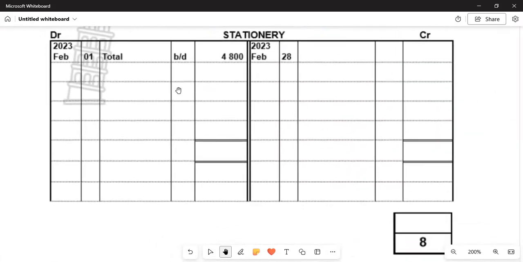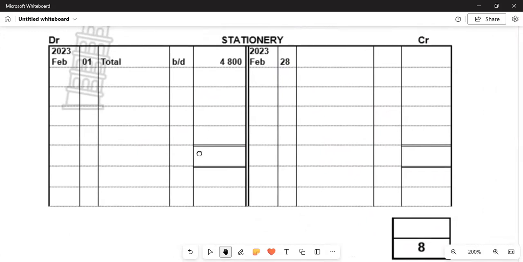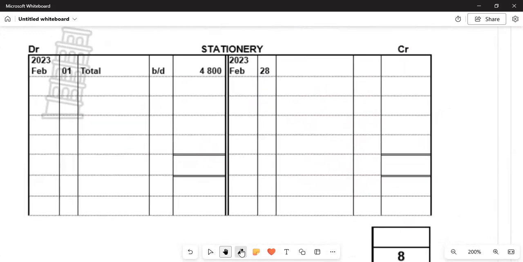Here is our stationery. So we first have to write what we are given. The balance brought down is already given. So remember, we did buy the stationery by cash. So we are going to say that is 28. We are going to say bank, CPJ, paid it by cash of 1,620.